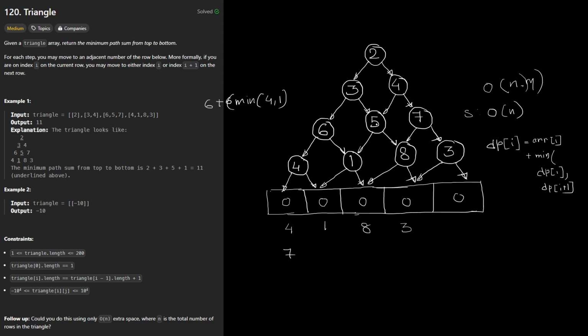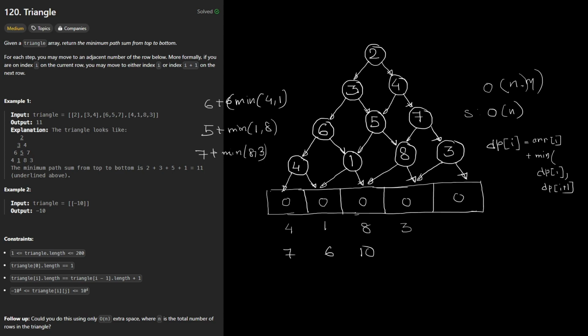What would be the value of 5? It would be 5 plus minimum of 1 and 8. So in this DP, I'm going to store 6. What would be the value of 7? It would be 7 plus minimum of 8 and 3. So obviously I'm going to store 10 out here.